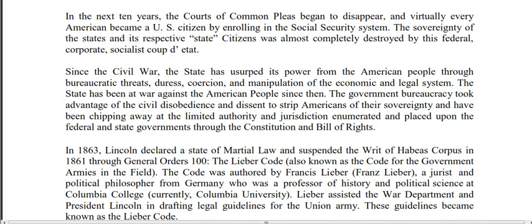In the next 10 years, the Court of Common Pleas began to disappear, and virtually every American became a U.S. citizen by enrolling in the Social Security system. The sovereignty of the states and its respective state citizens was almost completely destroyed by this federal corporate socialist coup d'etat. Since the Civil War, the state has usurped its power from the American people through bureaucratic threats, duress, coercion, and manipulation of the economic and legal system.